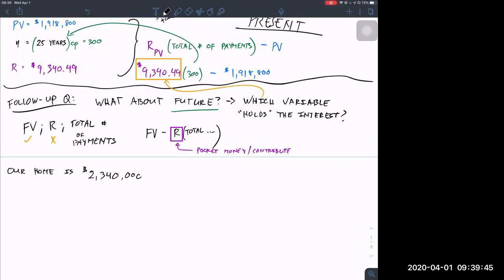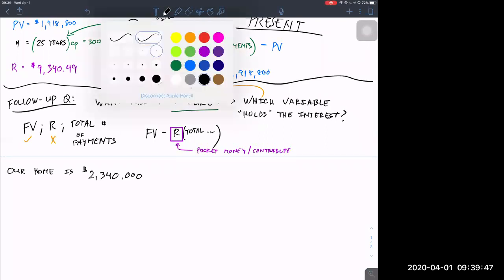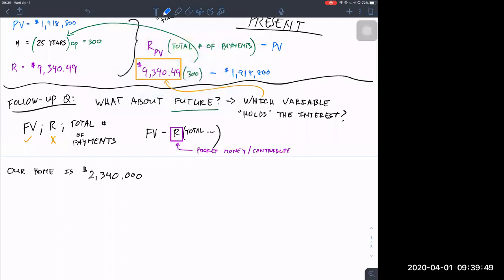2,304,000. But we need the loan for only how much percent? 82%. Right. So how do you find 82% of this number? You multiply by 0.82. Correct. So that's where the present value comes from. You're absolutely right.